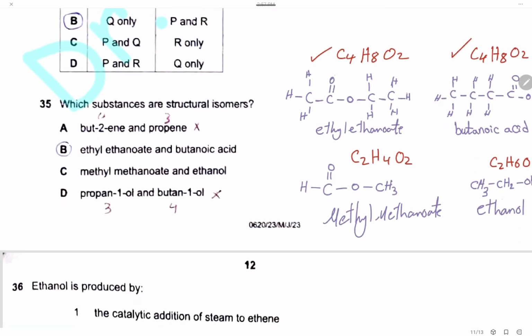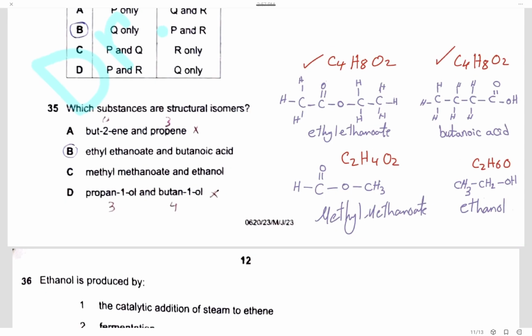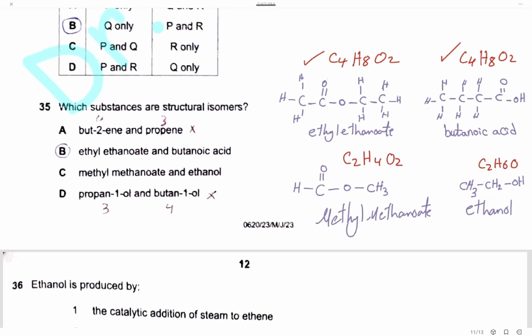Question 35. Which substances are structural isomers? Structural isomers are compounds having the same molecular formula but different structure. Here we have butene and propene. Butene has 4 carbons, propene has 3 carbons, so these two compounds have no similar molecular formula. Here we have propene and butene, also 3 carbons and 4 carbons, so different molecular formula.